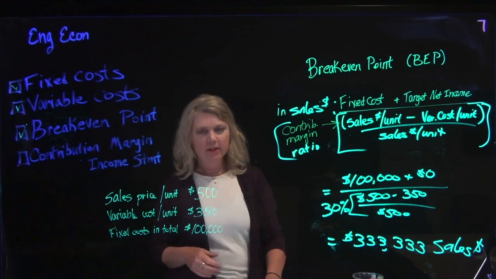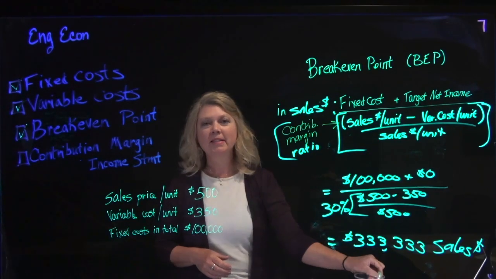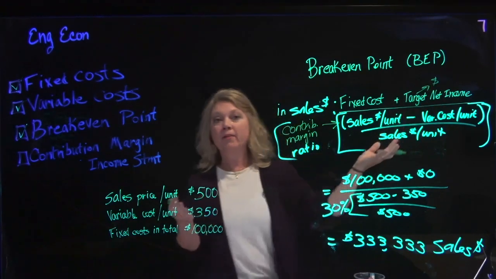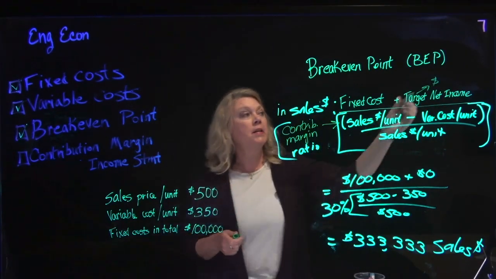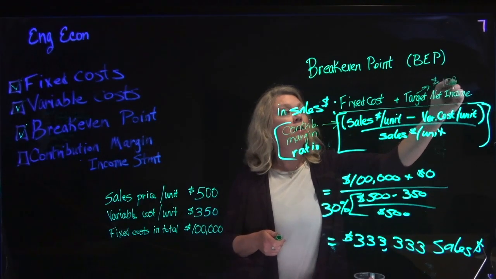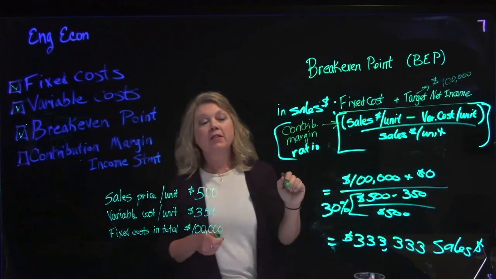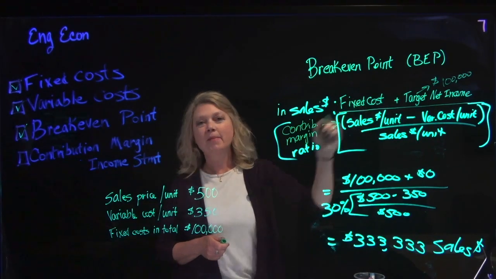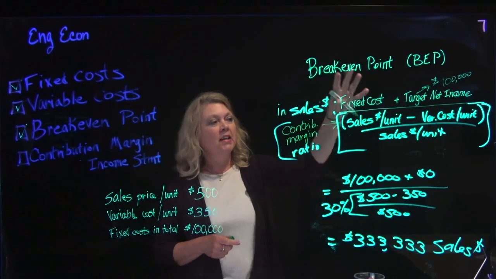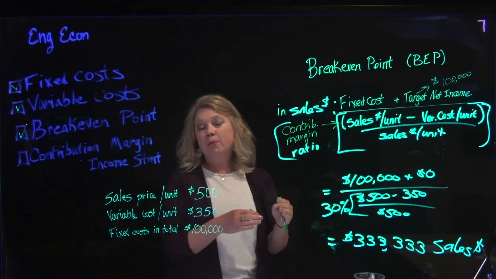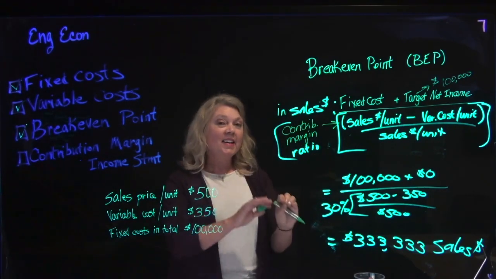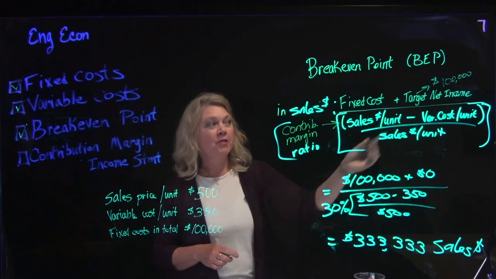Now you say, I don't want to achieve just 0 net income. I actually want to make some money. So all you would do then is for target net income, you would put whatever the pre-tax target net income is. Maybe it's $100,000. Maybe it's $500,000. Whatever the target net income is on a pre-tax basis, just put that up in the numerator along with fixed costs. Do your calculations, and you'll end up with sales dollars required to cover all of the expenses and have that much pre-tax net income left over.